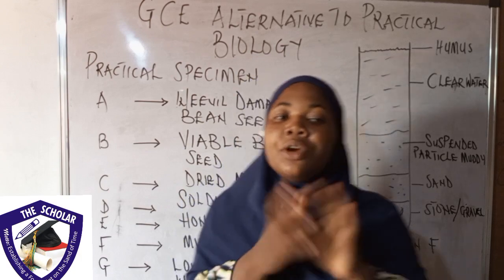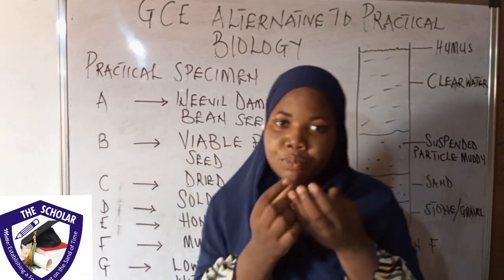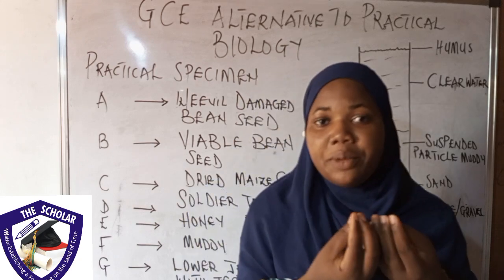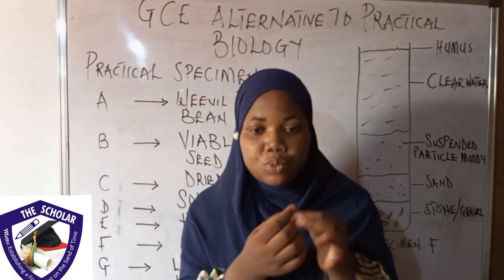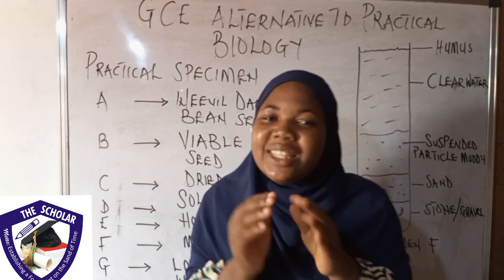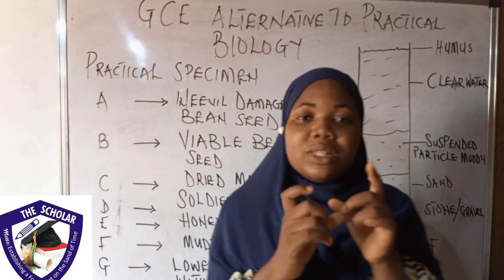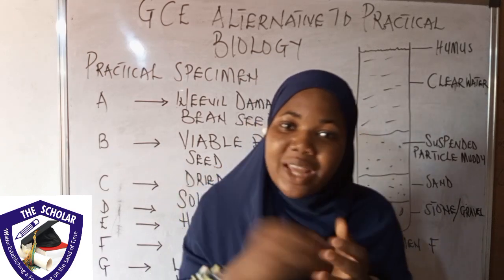Another one is the possession of a small body size. This bean seed is a very small crop, a small particle. Because they are also small in size, they can easily stay inside and easily penetrate. So their small body size makes it easy for them to stay in the bean seed successfully.